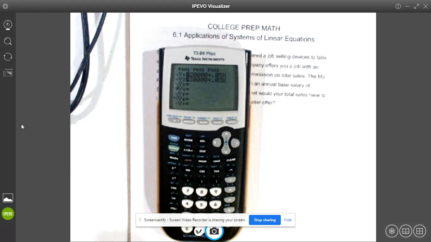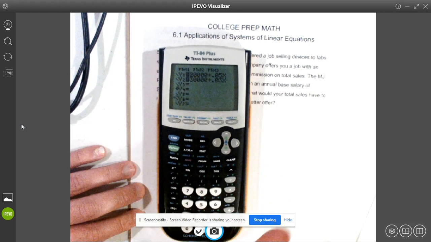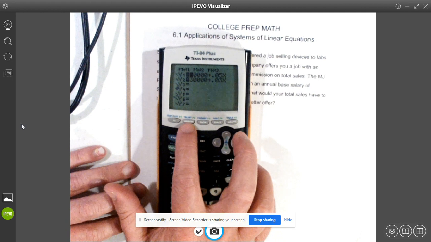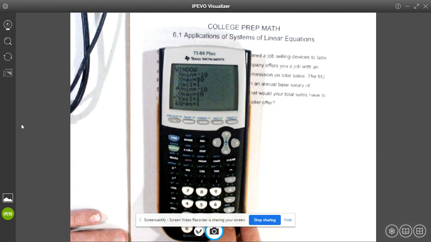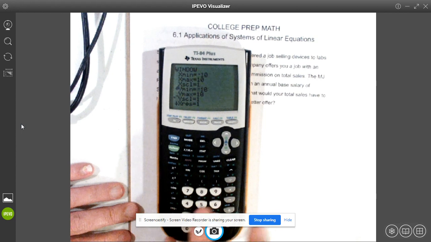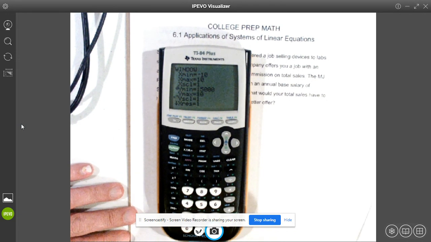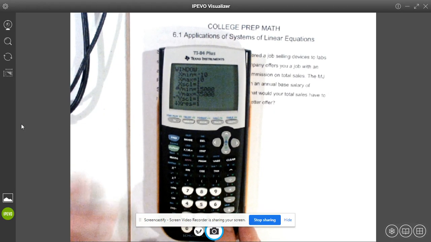Okay, so that's the first thing that I notice, that I'm going to have to play around with the window a little bit. So I go to window, and I'm not sure about my x's right now, so I'm going to come back to that. But I know my y, there's no reason to look clear down to negative 10. I know I've got a y-intercept of 20,000, so I'm going to go just a little bit below that. I'm going to put my y-min at 15,000. And my y-max, I know my other one's at 30,000, so I'm going to go just a little bit above that, and I'm going to put 35,000.